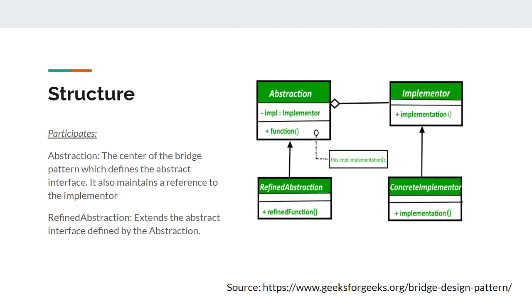So structure. In the structure, we have four main participants: the abstraction, implementer, refined abstraction, and the concrete implementer. So the abstraction, as you can see here, is the center of the bridge design pattern, which defines the abstract interface. It also maintains a reference to the implementer. The refined abstraction extends the abstract interface defined by the abstraction right here.